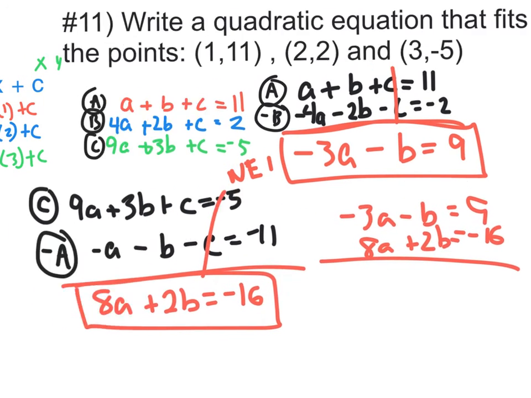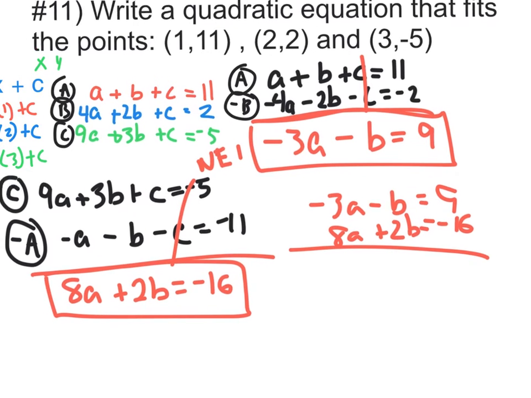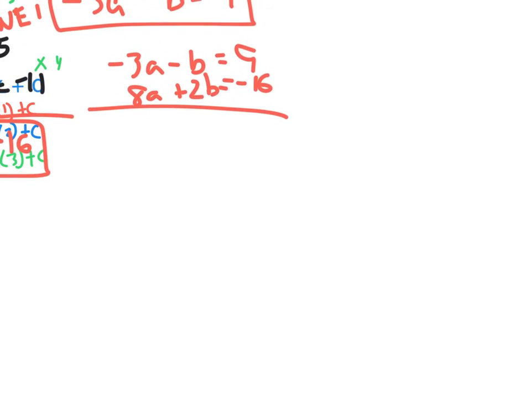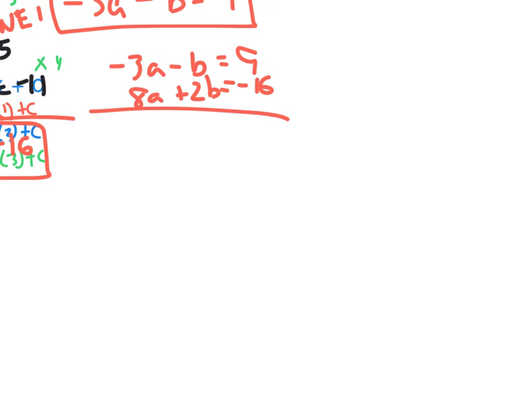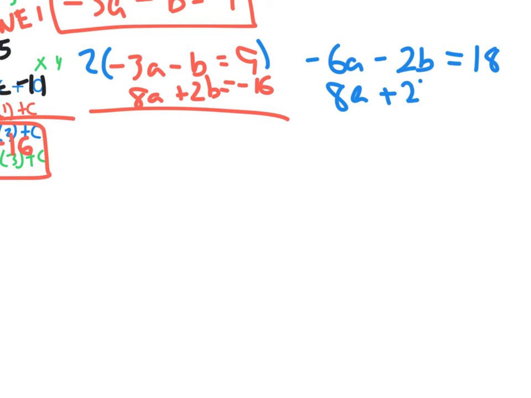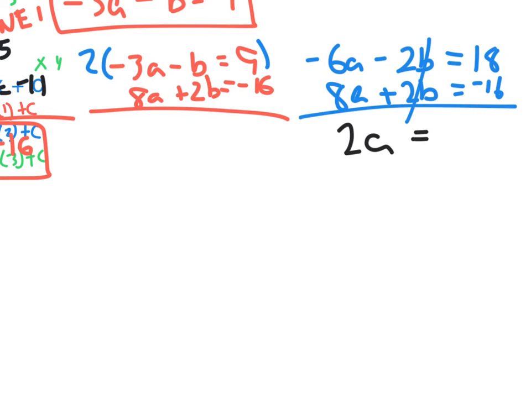So solving that 2 by 2 system, I am going to move it over here, focusing on that 2 by 2 system. And I am going to cancel out the b's by multiplying the top equation by 2. And I want to end up with a negative 6a minus 2b and 18. The bottom equation is 8a plus 2b equals negative 16. If I combine them, the b's cancel. I end up with 2a equals 2, which means that a equals 1.